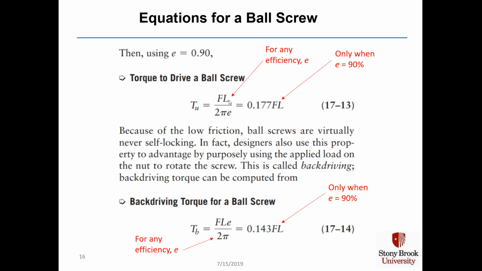Normally in ball screws you rotate the screw and the nut moves, but another way that you can run a ball screw mechanism is to push on the nut and then the screw starts to rotate. And when you do that, it's called backdriving. The backdriving torque for a ball screw is FLE over 2 pi. E is now in the numerator, not the denominator. And you get the backdriving torque is 0.143 times FL, but only when E equals 90%.